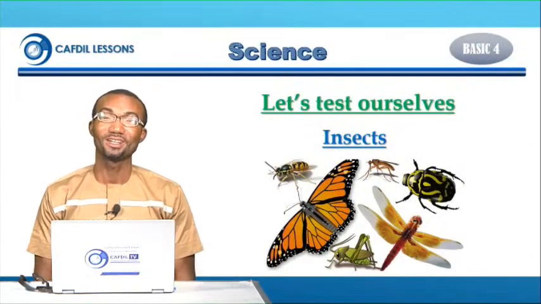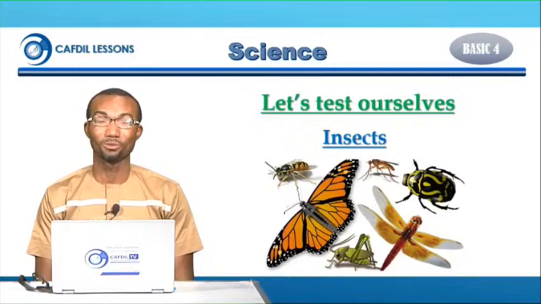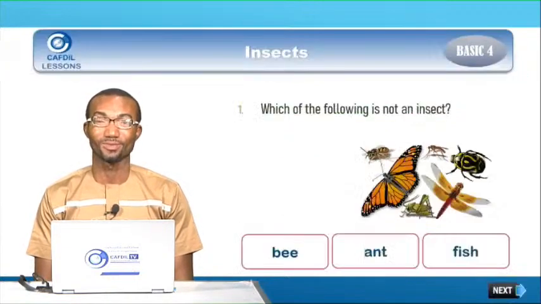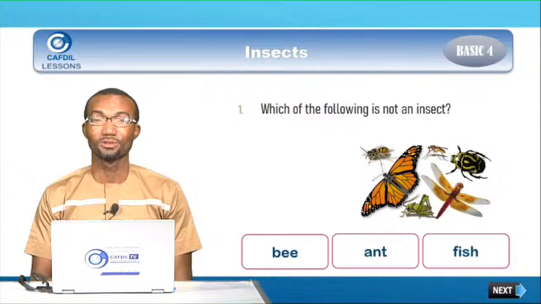Good. Now let's test ourselves on this lesson to see how well we understood it. 1. Which of the following is not an insect? We have bee, ant, and fish. Good. The answer is fish. Fish is not an insect. We are saying insects have 6 legs, but fish has no legs. So it's out.